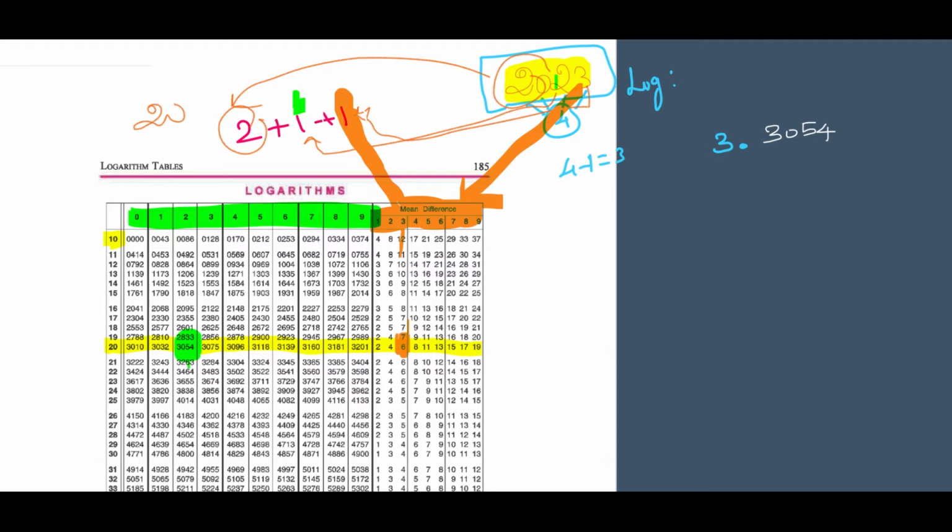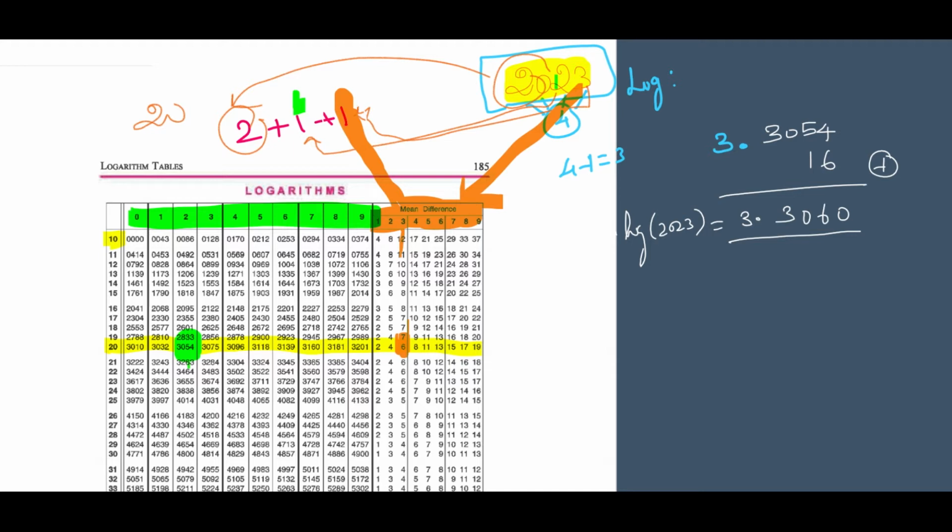So now it is clear. We have to take the mean difference value, then we have to add this value. So 6 plus 4 is 10, balance 1, 6, 0, 3, 3.3060. So this is my log of 2023 value. Clear? So I hope it is clear.